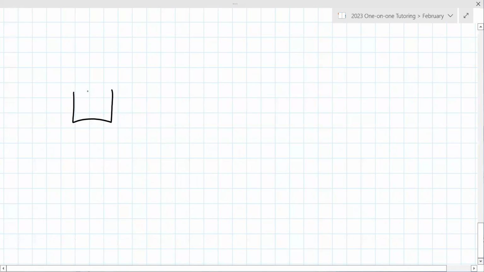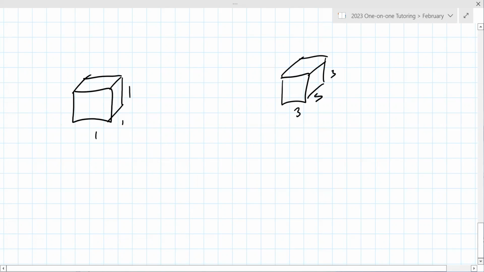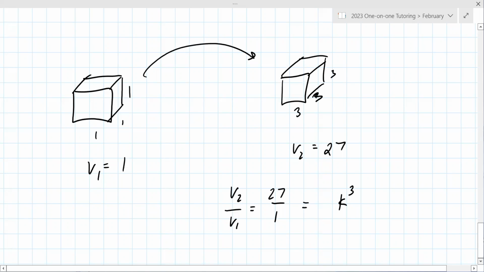So let's say I give you 2 cubes. First cube, 1, 1, 1. Second cube, 3, 3, 3. What's the volume of each? 1 would just be 1, and then the second one would be 27. So if we take V2 divided by V1, 27 over 1, it would just be 27. This is K cubed though, because it's volumes. Okay, and so to find that, I would need to do 1 times 27 over 1, which would be 27, and that's the same as 3 times 3 times 3.